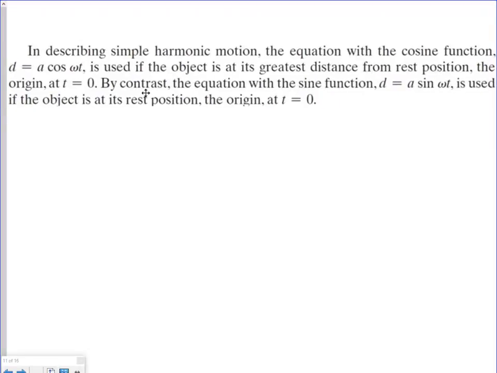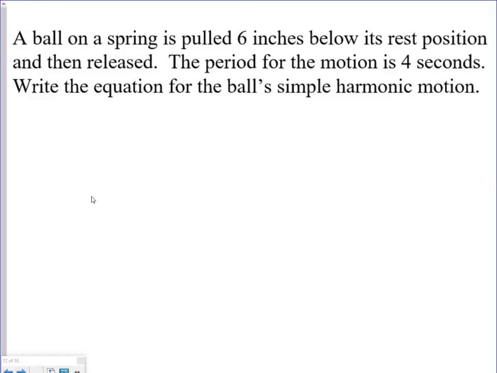Here we go. A ball on a spring is pulled 6 inches below its rest position and then released. The period for the motion is 4 seconds. Write an equation of the ball in simple harmonic motion. So, you guys, you have a few minutes, you can talk to your neighbor.